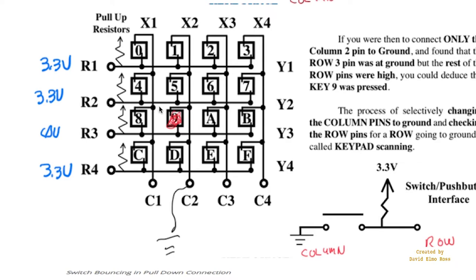And that's how it's going to figure out which key was pressed, because it knows only one of these columns goes to ground and only one of these things is ground. So it knows the key that was pressed is at row 3 in column 2, and it's going to generate a binary pattern based on that key being pressed.